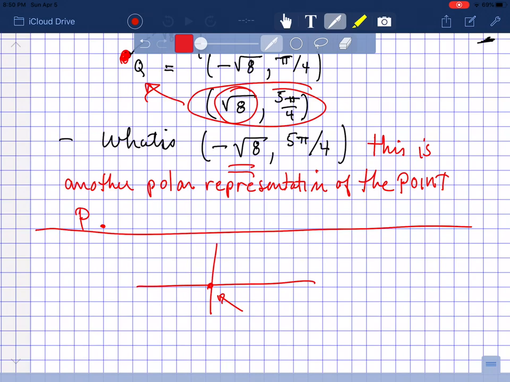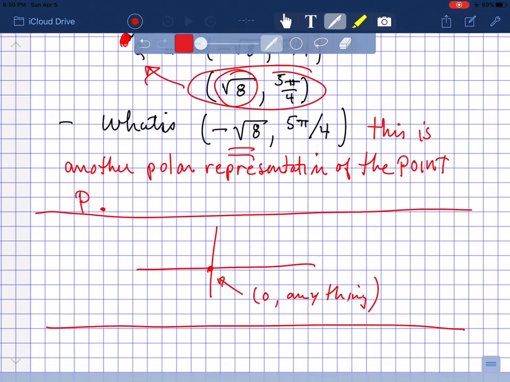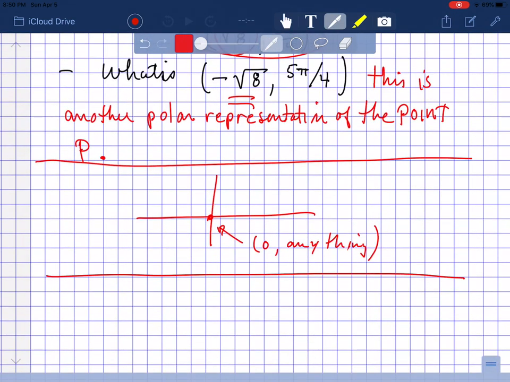What about the origin? What about this point here? Well, the distance of this point from the origin is, of course, 0. But what about the angle? The angle can be anything. Okay? So that point is very unique.